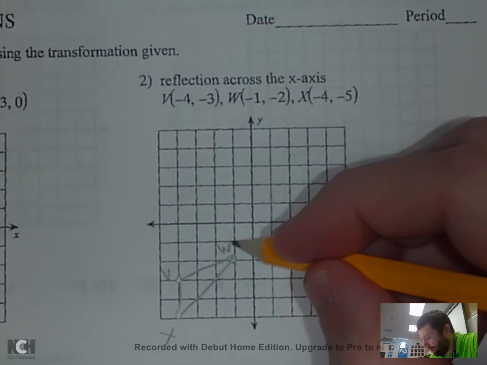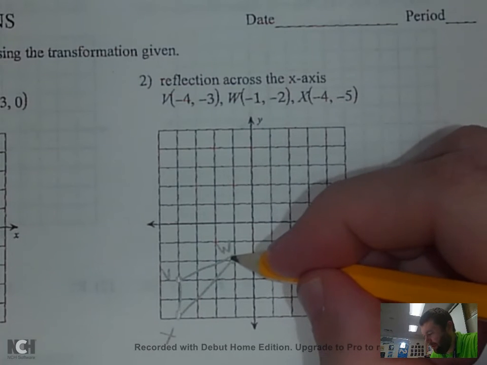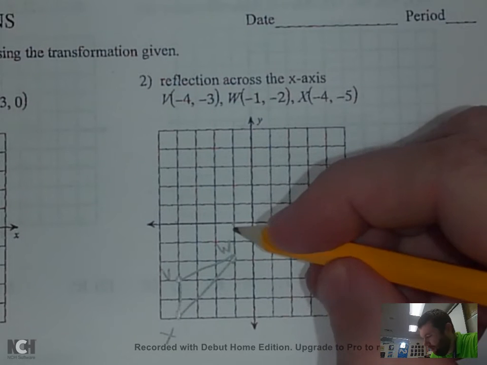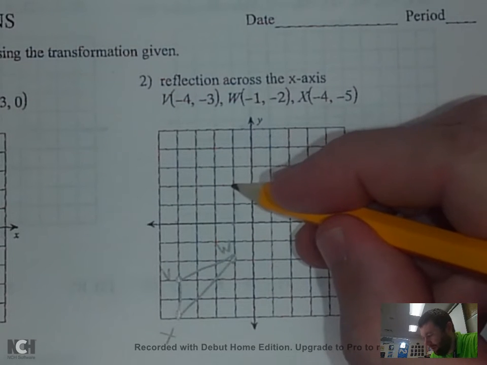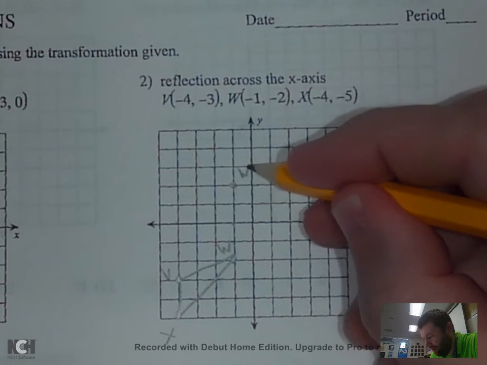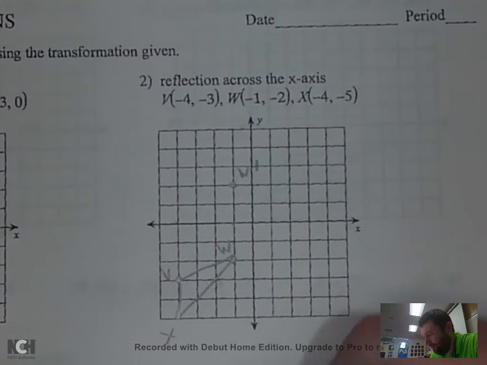So again, I just count to the line of reflection. So W is 1, 2 spots away. So its reflection would appear like it's 2 spots away from it as well, just behind the mirror, right? So there's W prime. Okay.